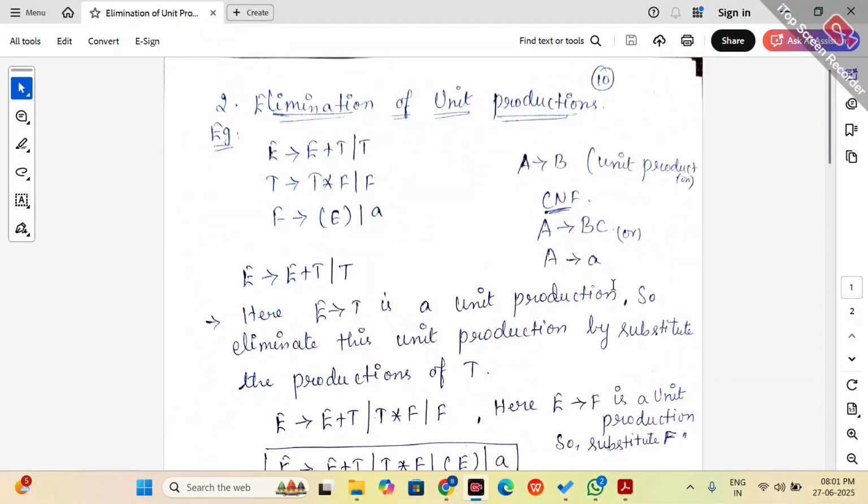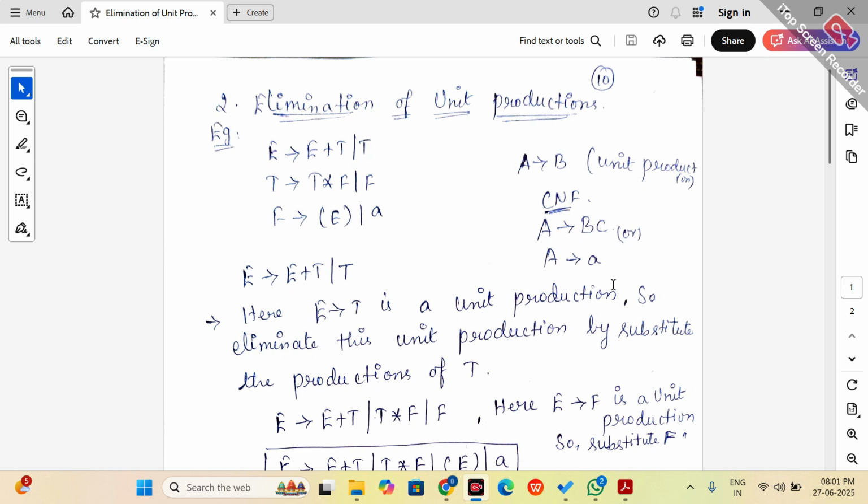Okay, hi, hello. Today I am going to explain about elimination of unit production. That is the second step in simplification of CFG. In simplification of CFG, there are three steps: elimination of useless symbol, elimination of unit production, and elimination of epsilon or null production. In the last video, we discussed elimination of useless symbol. In this video, I am going to explain elimination of unit production.